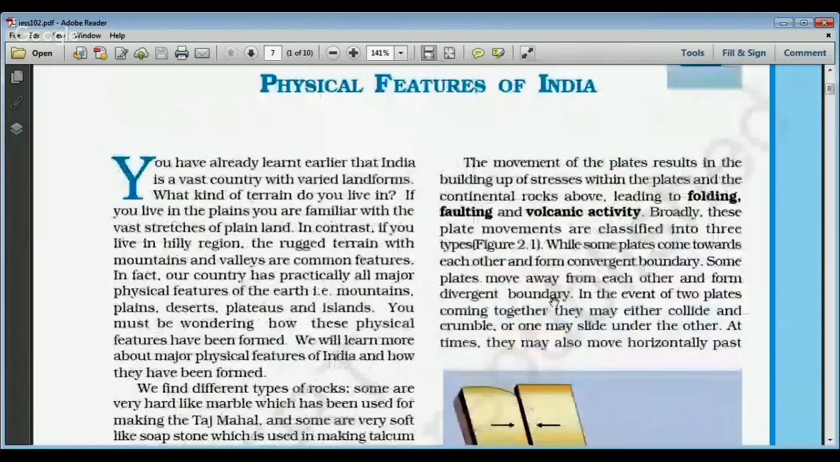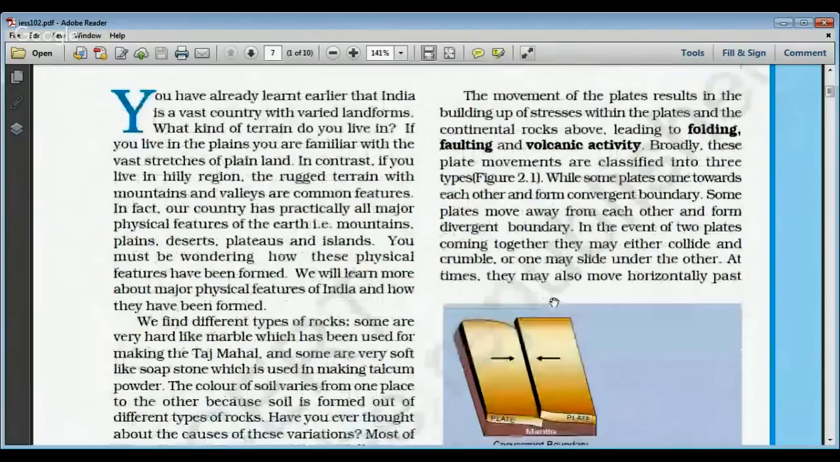There are some processes associated with these rock plates. The movement of these plates results in the building of stresses within the plates and the continental rocks above, thus leading to various types of processes. The first one is folding. Folding means that when two plates come closer to each other, they converge and form a destructive boundary, because one plate will try to ride over another plate. So this is known as folding.